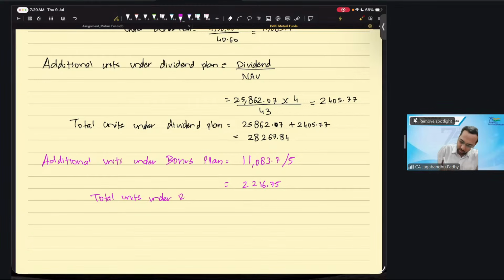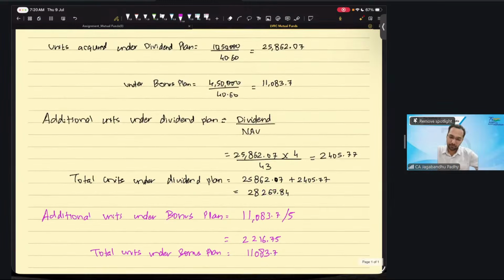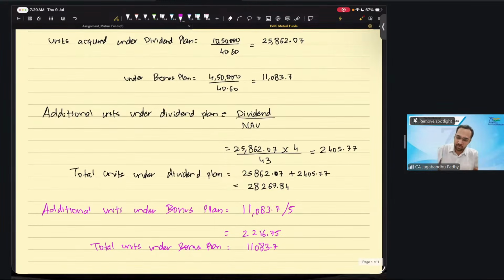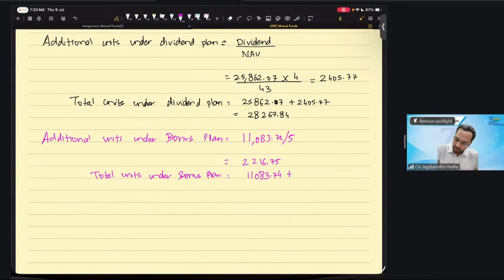And then what will be the total units under the bonus plan? That will be 11,083.74 plus 2,216.75. So total is 13,300.49. These are the total units that we have under both the plans.